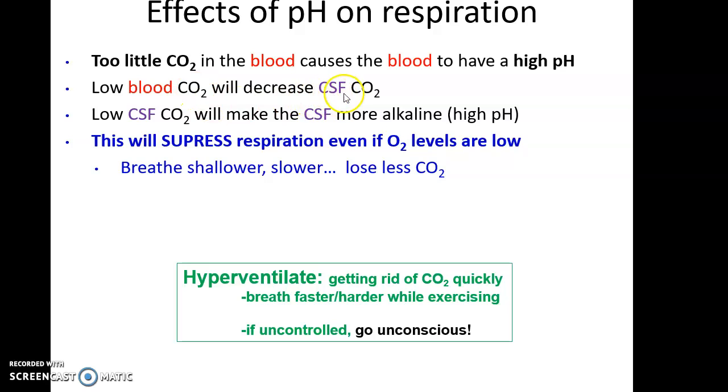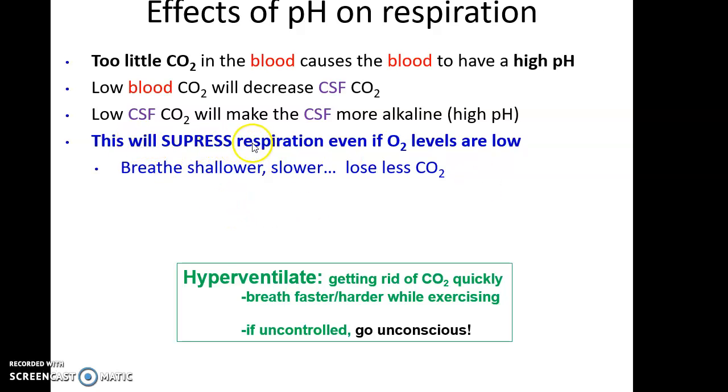And of course, this then affects cerebrospinal fluid. Low carbon dioxide levels in blood mean low levels in cerebrospinal fluid, which means the cerebrospinal fluid becomes more alkaline, has an increase in pH. And this is, of course, bad. We need a certain level of pH. If it's too high or too low, it is bad.